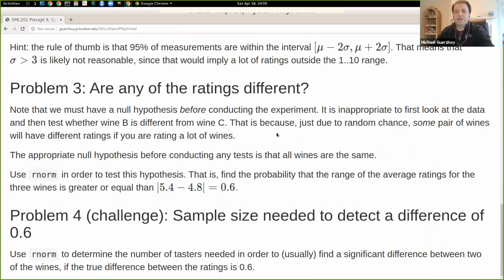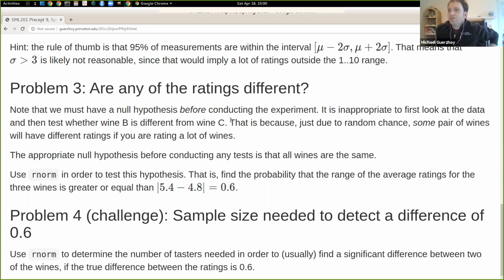It would be inappropriate to look at the data and then say, well, B and C look different, can we test whether that's statistically significant or not? That's not appropriate, because if you look at 10 wines that are exactly the same, just due to random chance you'll have a pair of wines that are different. If you look at the data and select the pair that's different, the p-value that you compute would not be valid.